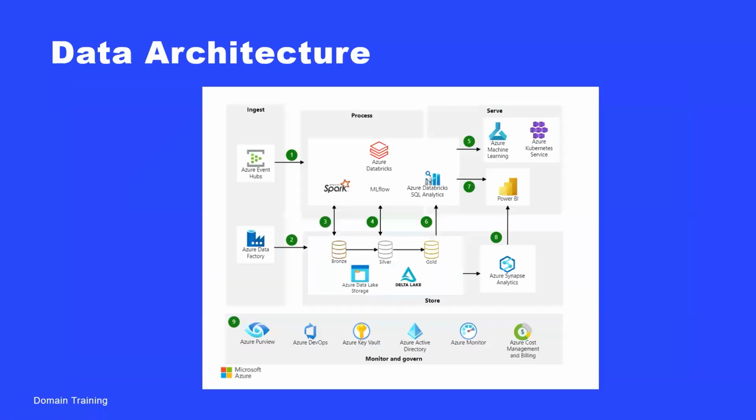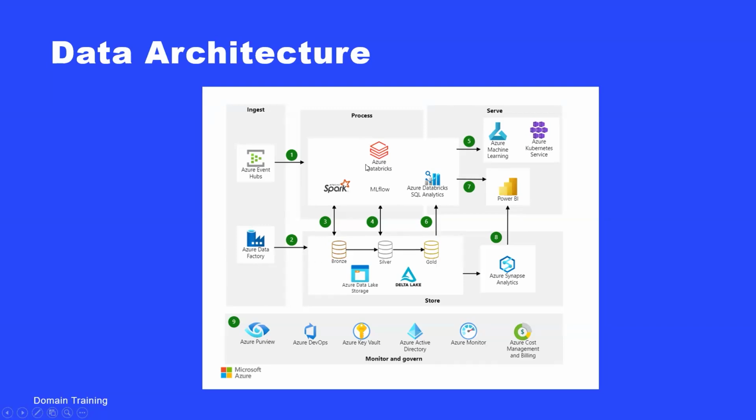Next, moving on to a different kind of architecture. Here you have your event hubs for streaming data. So you have again your three layers: ingestion, process, and serve. On the left for streaming, you have event hubs. For batch, you have your Azure Data Factory.